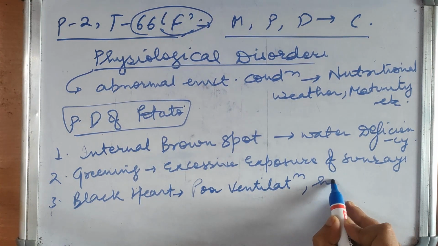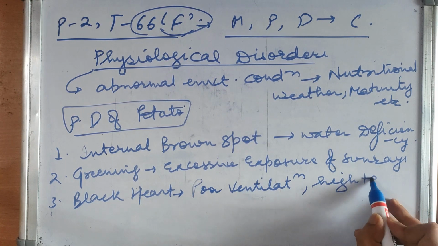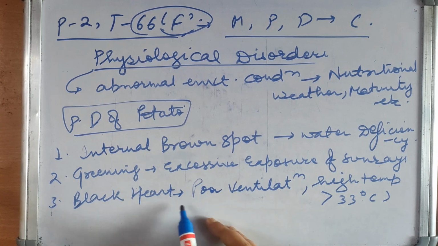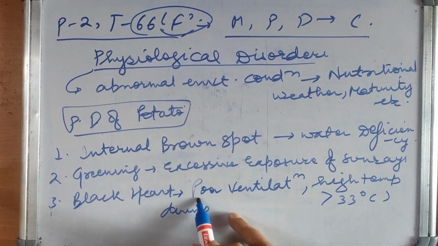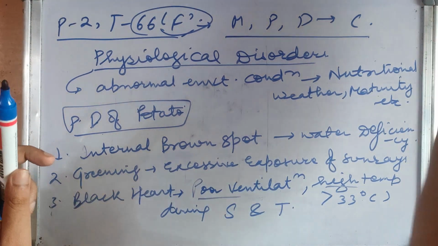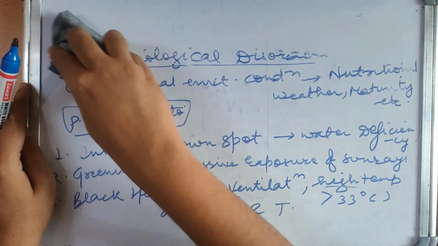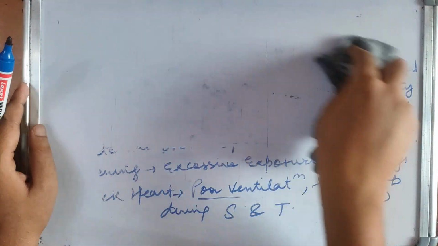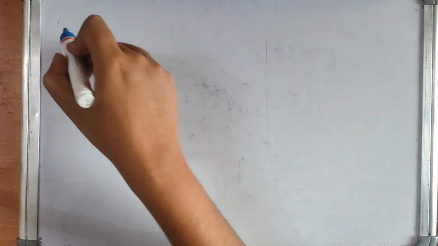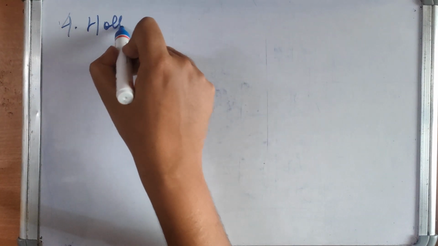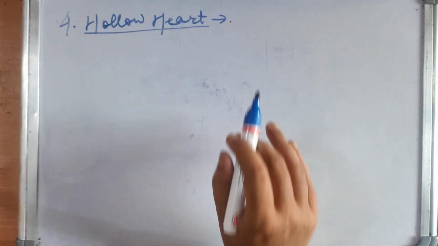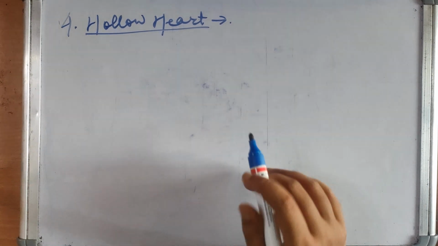High temperature, that is more than 33 degrees Celsius, and poor ventilation during storage and transportation. Next physiological disorder of potato is hollow heart. This is due to excessive nitrogen.